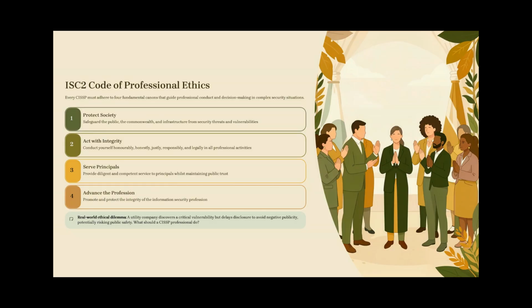Let's make this real with a classic ethical dilemma. A power company finds a critical flaw in its grid control software. Patching it will cause a brief outage and bad press. They are tempted to delay. What do you do as a CISSP? The code is clear. Protect society, canon 1, comes first. You must advocate for responsible disclosure even if it's uncomfortable. Your integrity, canon 2, is on the line. This is the kind of thinking the exam tests.